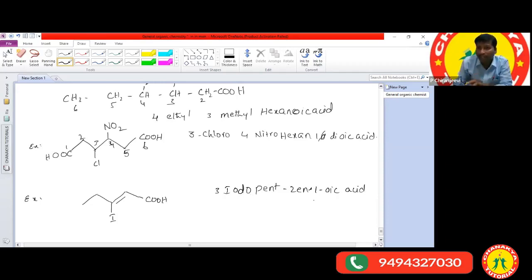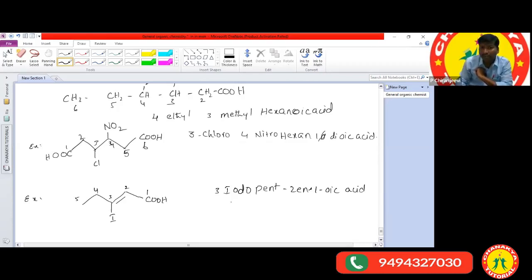Okay, now you got the clarity. So what is the name of the compound? First we have to select the longest chain. 1, 2, 3, 4, 5. In the root word we have 5 carbon atoms. At the same time, the compound contains 2 functional groups: one is the alkene double bond and the other is carboxylic acid. So carboxylic acid we have to take as the first priority, and iodine is the substituent.